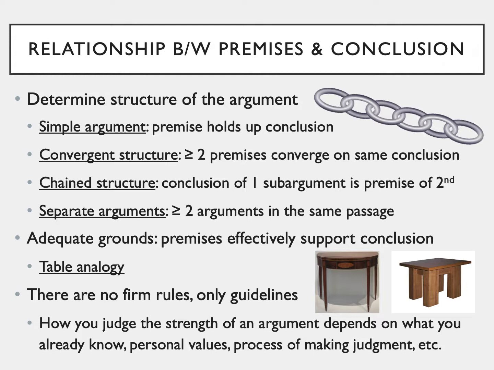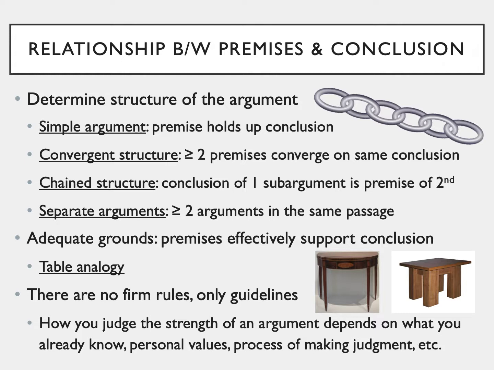In a chain structure, the conclusion of one sub-argument is the premise of the next sub-argument. That is, the premises do not converge on the same conclusion, but instead, the premise supports another premise, which supports another premise, which at some point supports a conclusion. Separate arguments refer to just what it sounds like: two or more arguments in the same passage. To be separate arguments, there must be at least two conclusions.